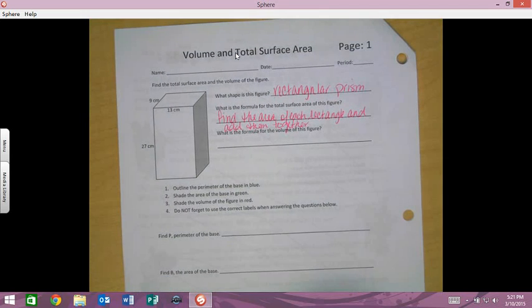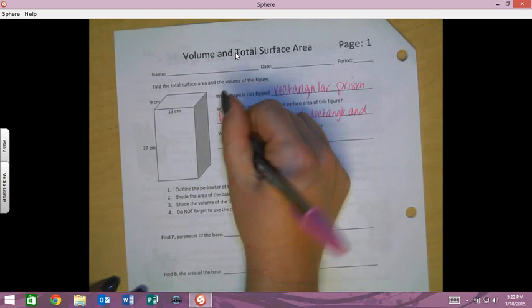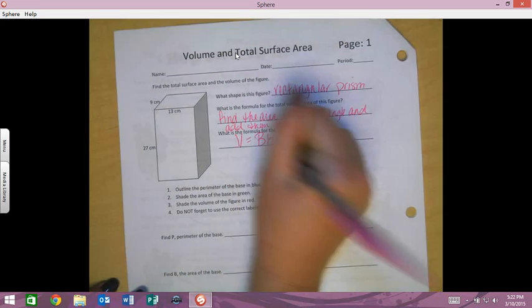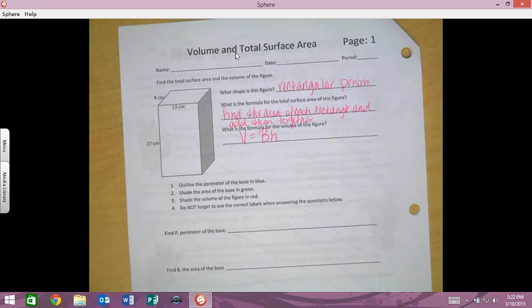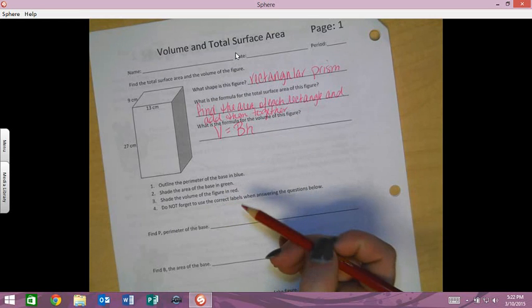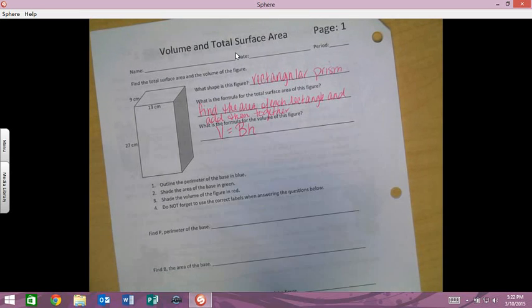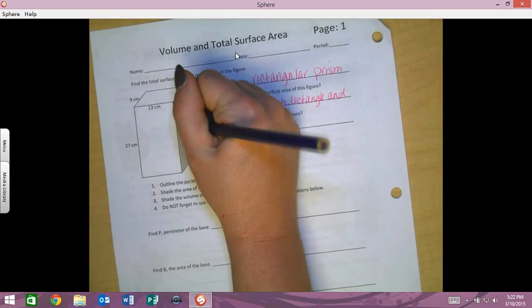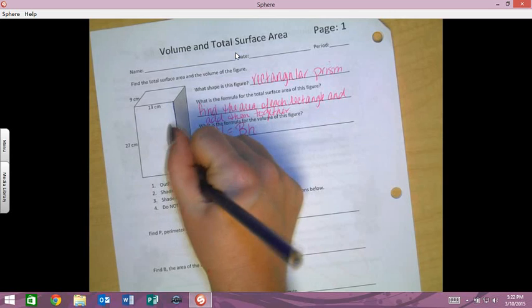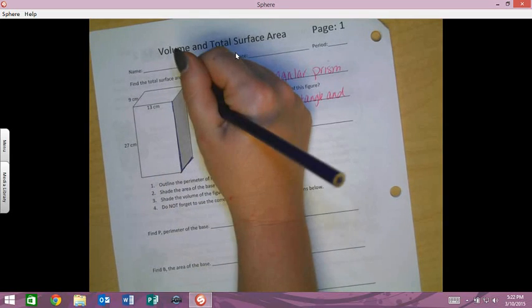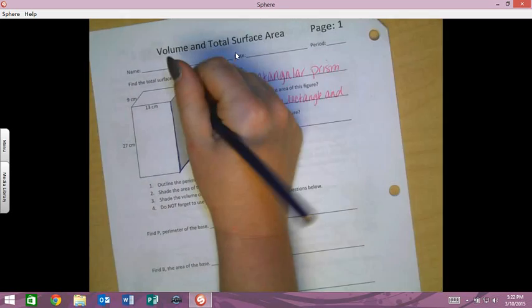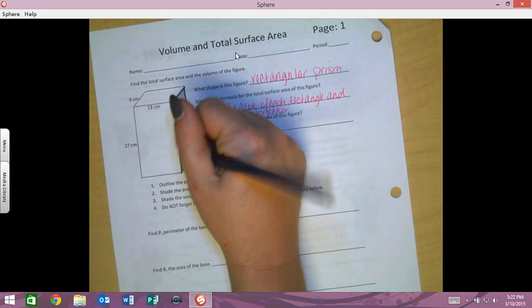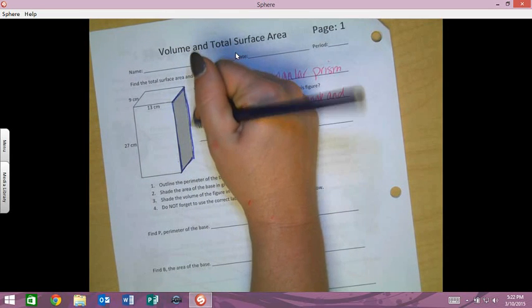So what is our volume formula? Well, our volume formula never changes. If you remember from the notes page, our volume equals big B times H. So what you're going to do is you are going to follow these directions. It says outline the perimeter of the base in blue. So you're going to get a blue matte pencil, and they have shaded our base for us. So you're going to outline the perimeter of your base in blue.